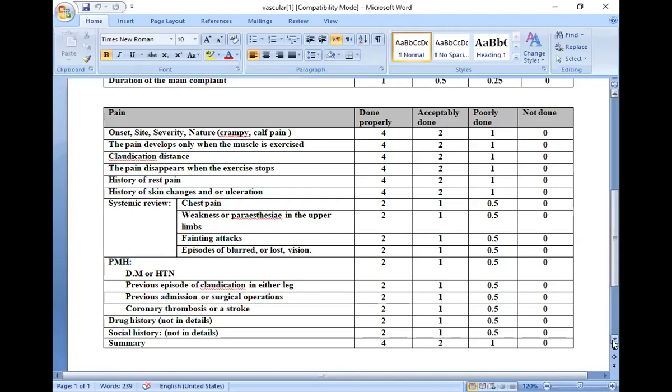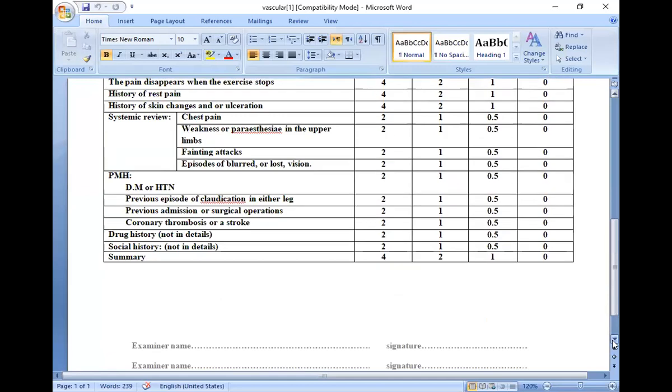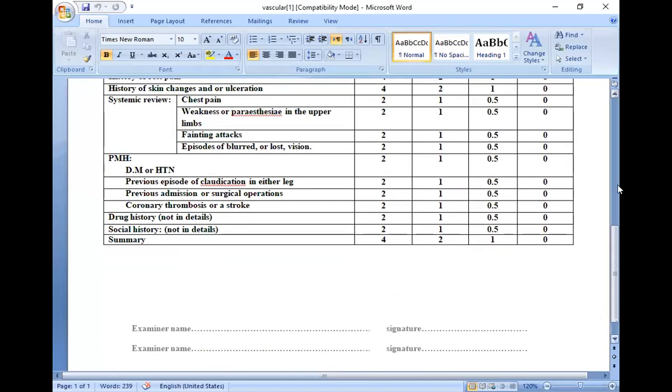Brief episodes of claudication in eyes and lung, important. Brief admissions or surgical operations. Coronary thrombosis or stroke. Drug history, not in detail, but you have to ask about drug history. Social history is also important because he may have bad habits affecting this. Smoking, as you know, will increase the risk. And then the summary is very important. Okay, you get it? And then overall, the total number, examiners, signature.